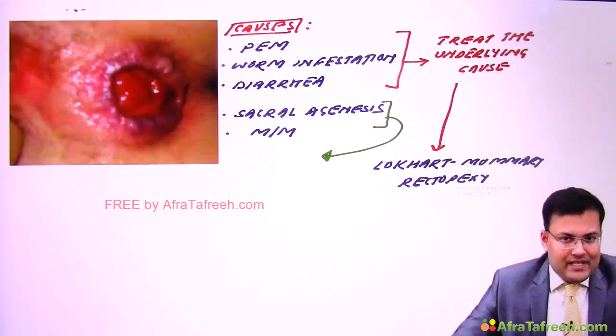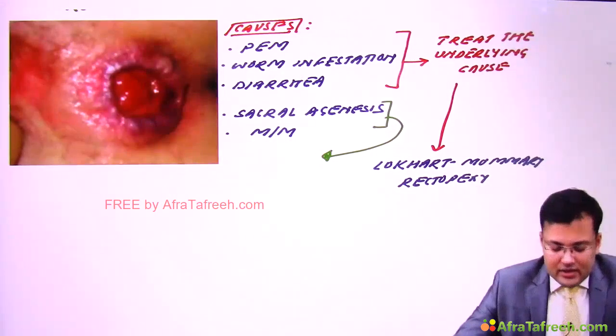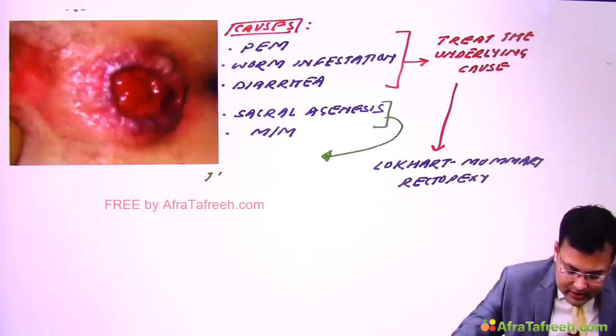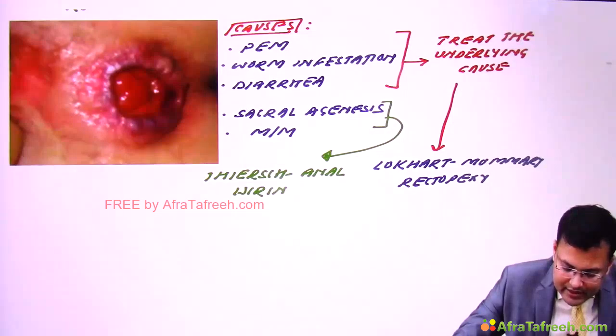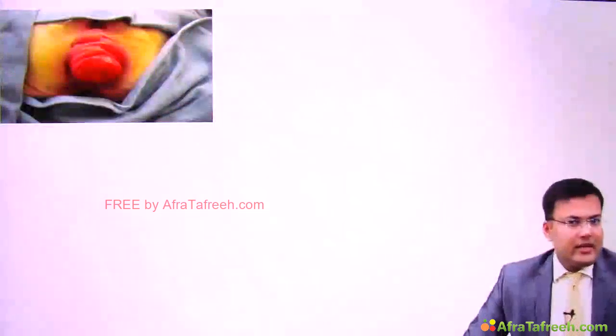Okay. Now see, the patients who have sacral agenesis or meningomyelocele, here the prognosis is poor and the patient cannot tolerate a long duration surgery. So here we go for Thiersch anal wiring. So in these patients, in children, we go for Thiersch anal wiring. Now see, we discussed that rectal prolapse in adults is full thickness, the full thickness rectal prolapse.